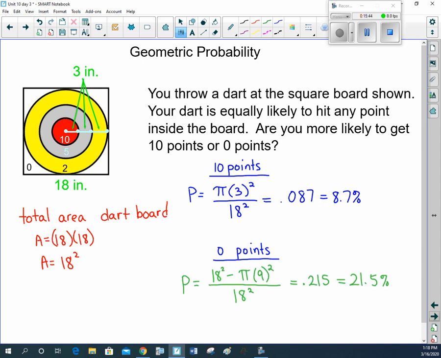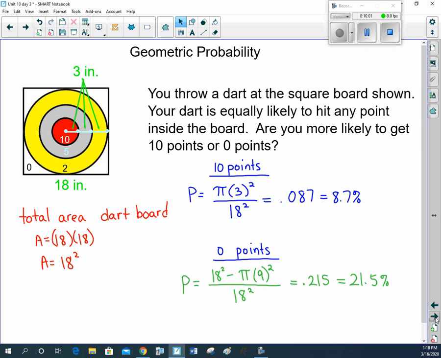So probability-wise, you have a better chance, you're more likely to get 0 points than you are 10 points if there's no skill involved and it's completely random. Okay, so remember, that's probability.